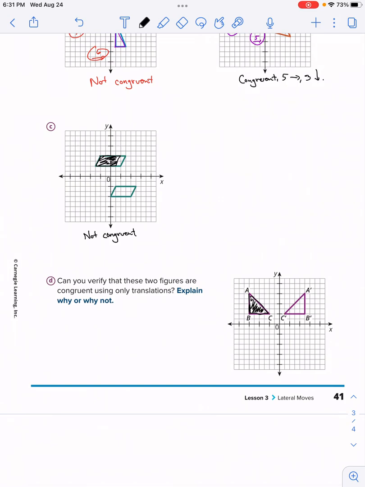It says to explain our reasoning though also. So no, there's no way I can do that. But we need to understand that these two triangles, even though we can't prove it via translation, the first transformation that we're really exploring, are congruent. They are the same shape. They are the same size. But we're just going to say they cannot use translations.